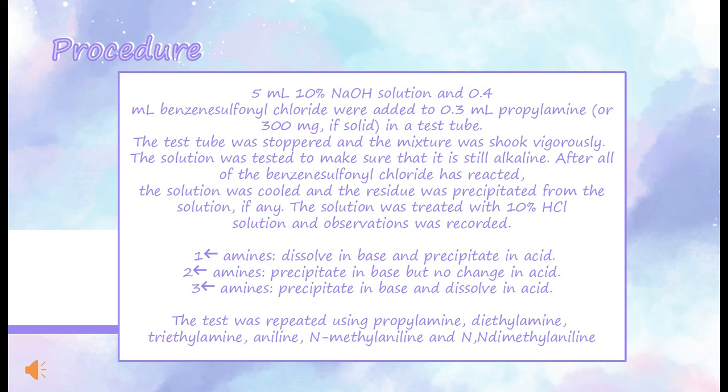So if it is a primary amine, it will dissolve in base and precipitate in acid. If it is a secondary amine, it will precipitate in base but show no change in acid. And for the tertiary amines, it will precipitate in base and dissolve in acid. And the test was repeated using propylamine, diethylamine, triethylamine, aniline, N-methylaniline, and N,N-dimethylaniline.